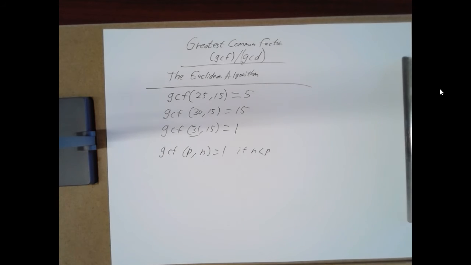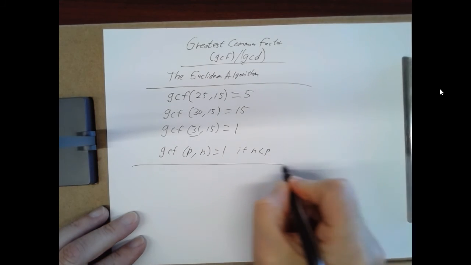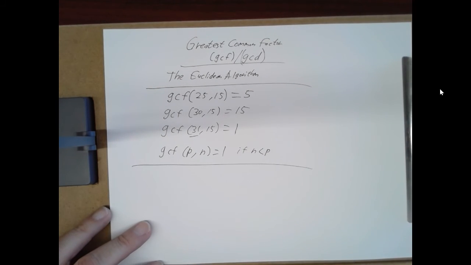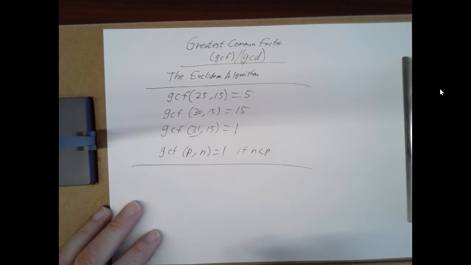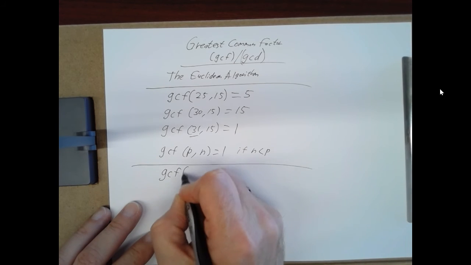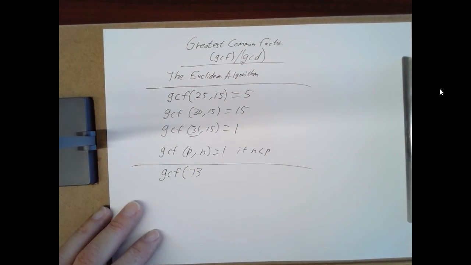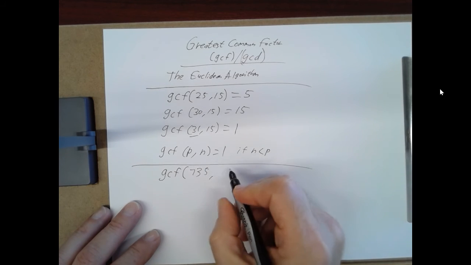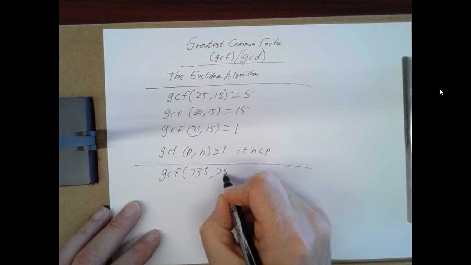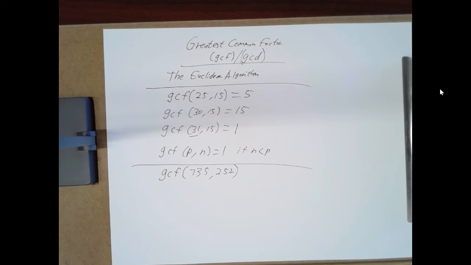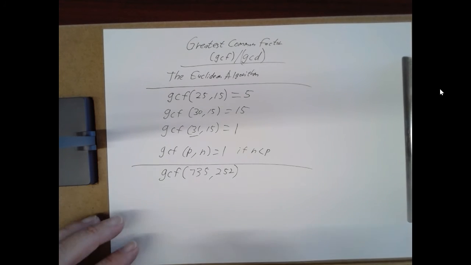So we'd like a way to be able to find the greatest common divisor systematically. And that's what the Euclidean algorithm is for us. So let's just work through this. Let's just find the greatest common factor of 735 and 252. I don't know what it is off the top of my head. One of them's even, one of them's not. So here's how this algorithm works.